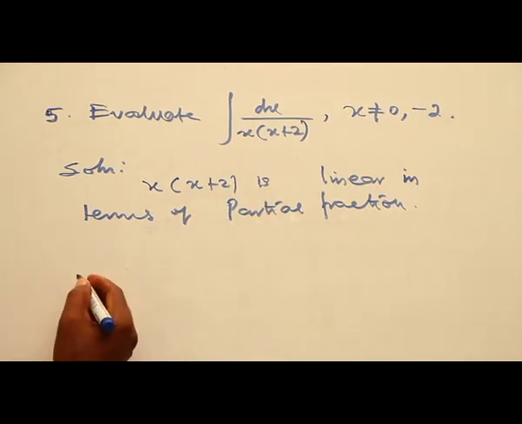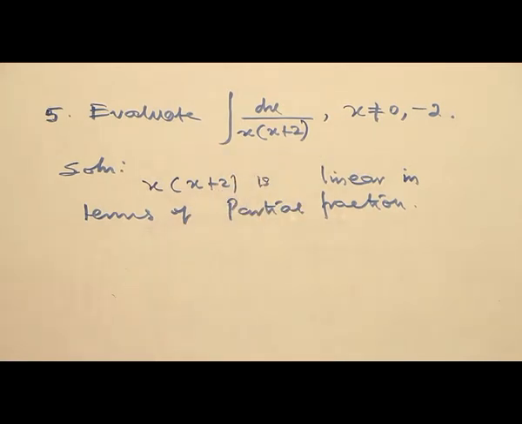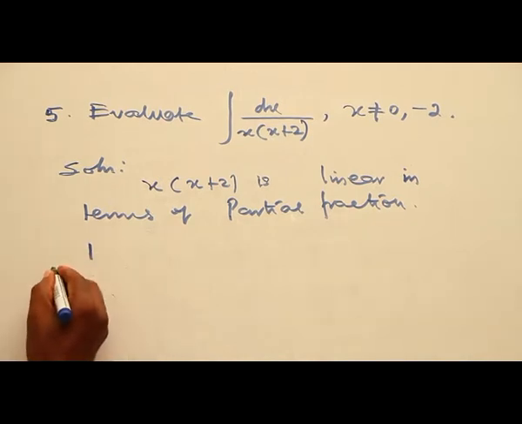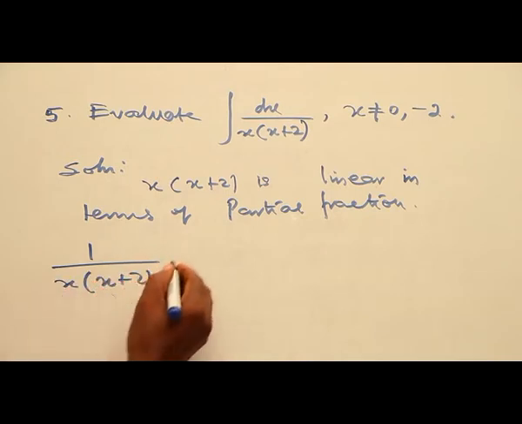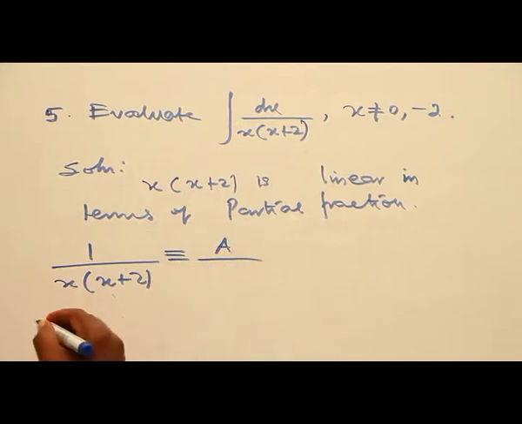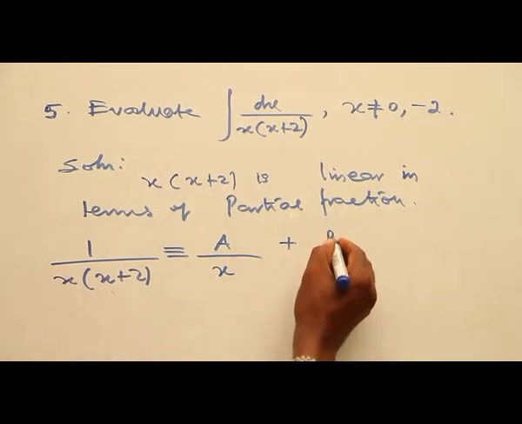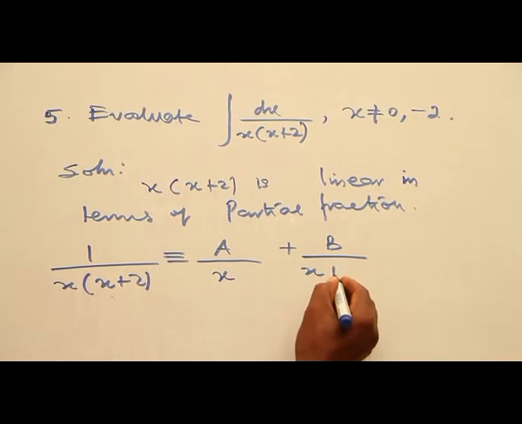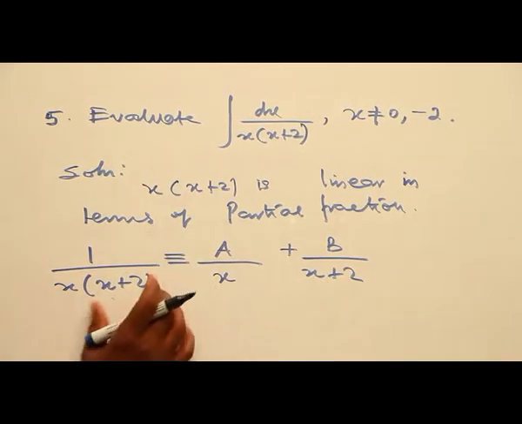So in this regard, we first of all break our function into partial fractions. We decompose it. And so what do we have? 1 all over s into s plus 2 will be equivalent to a letter A all over s plus another letter B all over s plus 2. For this particular case, this is how to decompose it.